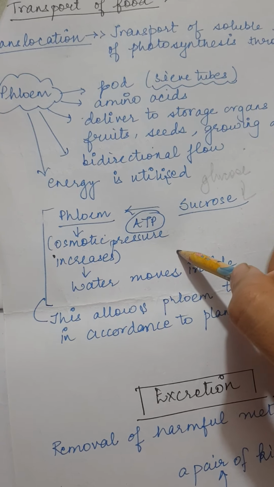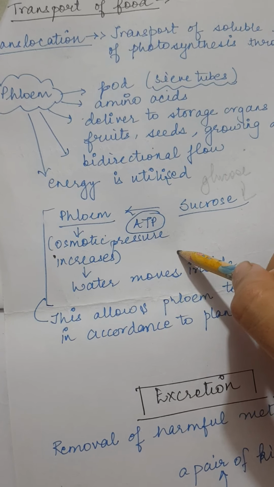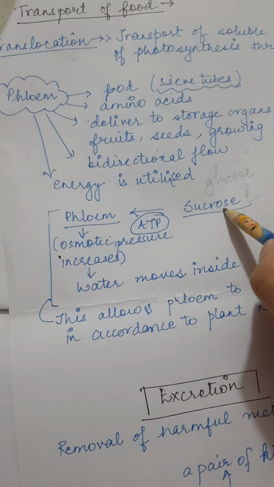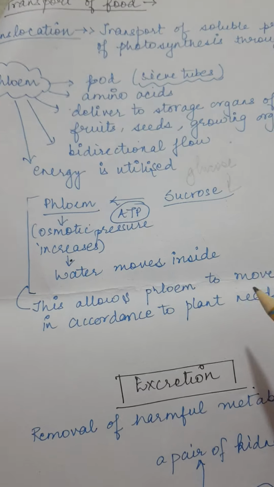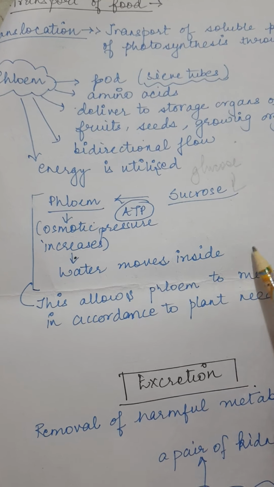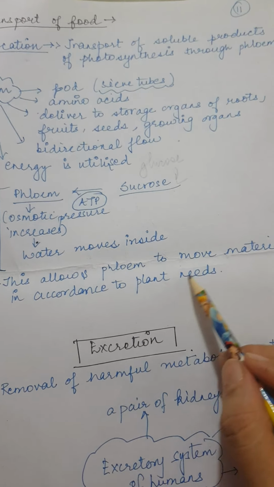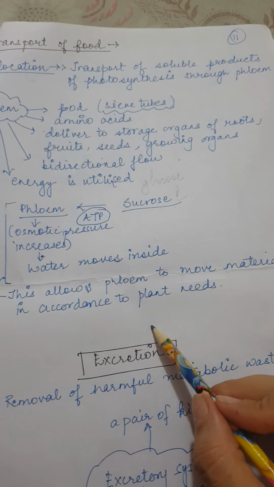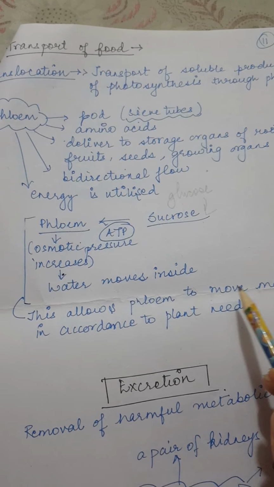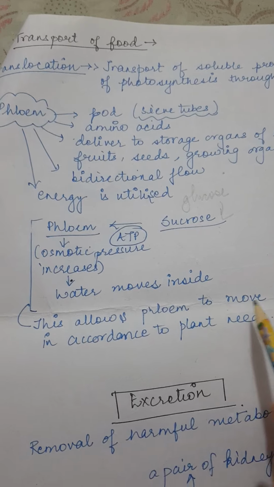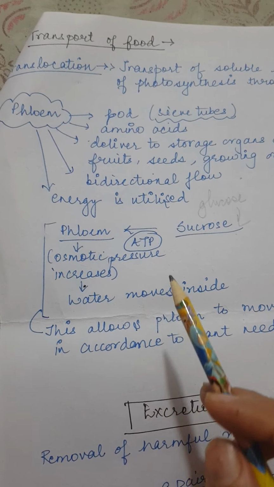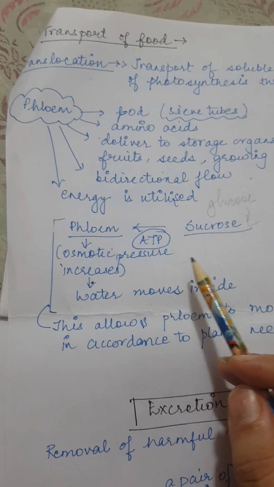The osmotic pressure will increase. Why? Because the concentration of the solute is more. So the water will move inside again by the process of osmosis. This actually allows phloem to move materials in accordance with the plant's needs. So wherever there will be less food, there it will be pushed. That is how the transportation through the phloem is happening.